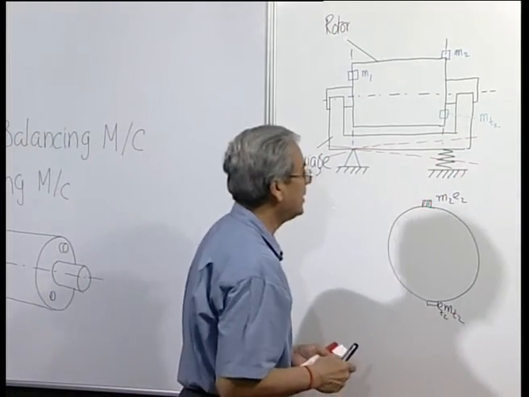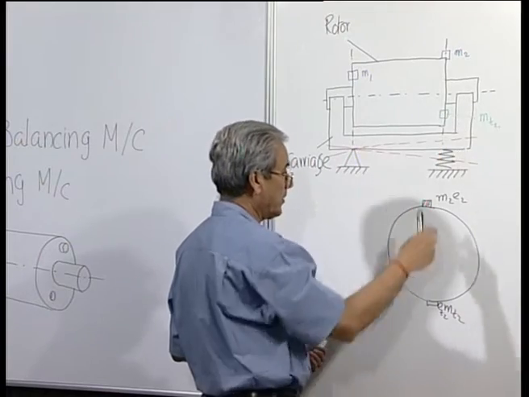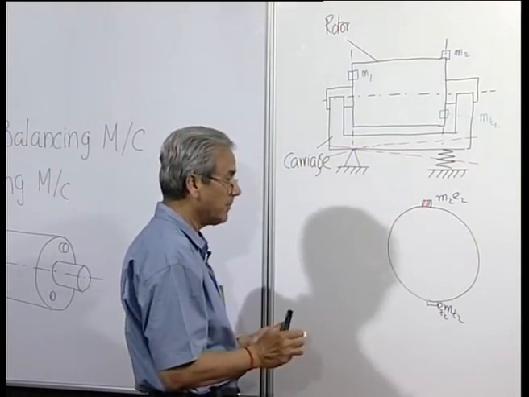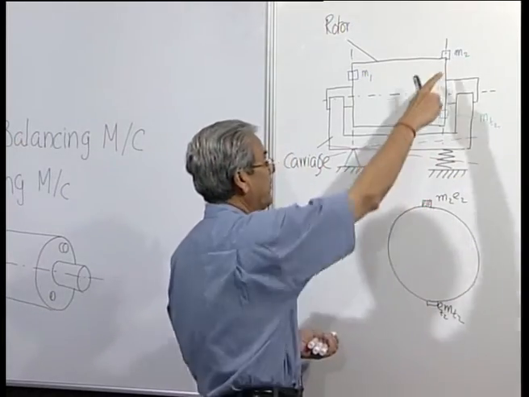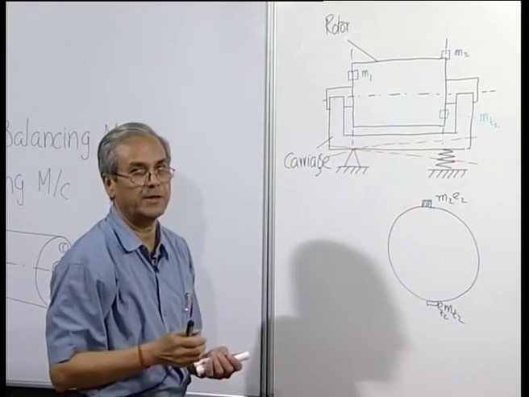So, what we have done is completely neutralize the effect of m 2 by putting a suitable balancing mass, which has been adjusted to become the balancing mass. The original trial mass has been converted, so that this effect of m 2 in creating unbalance is neutralized.